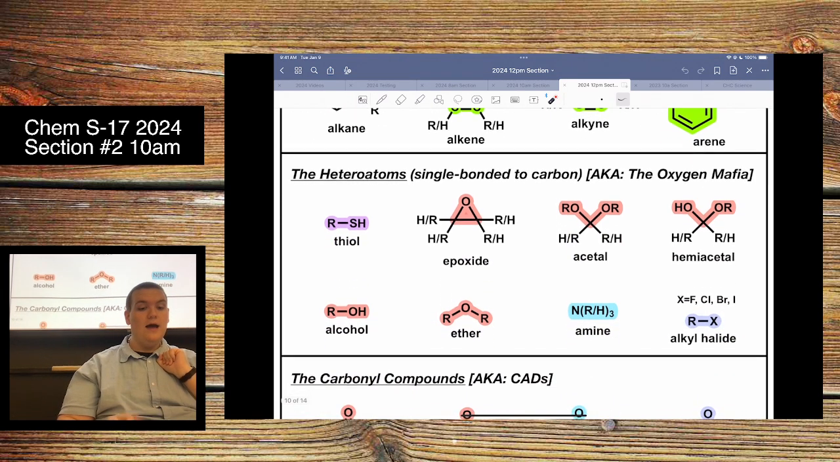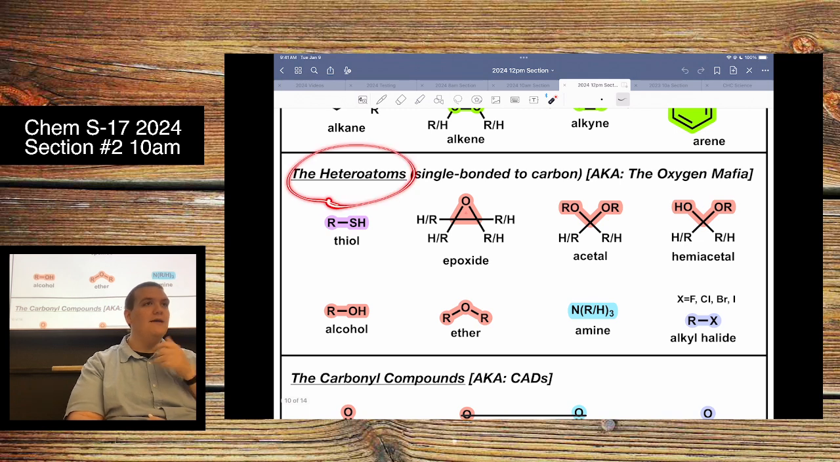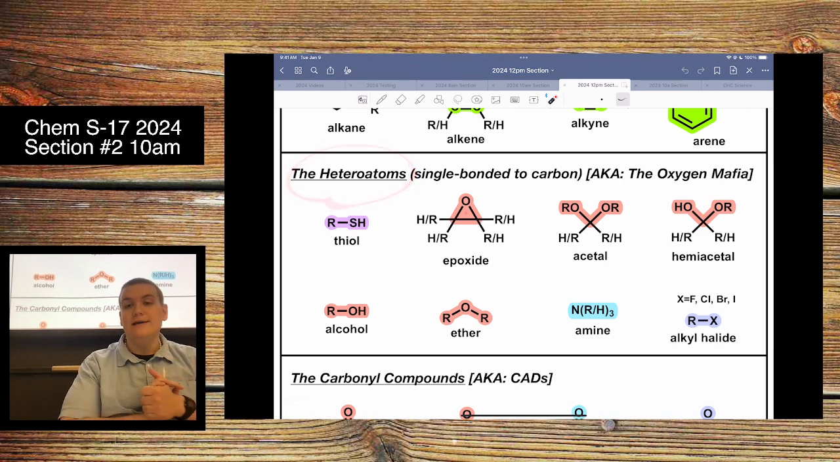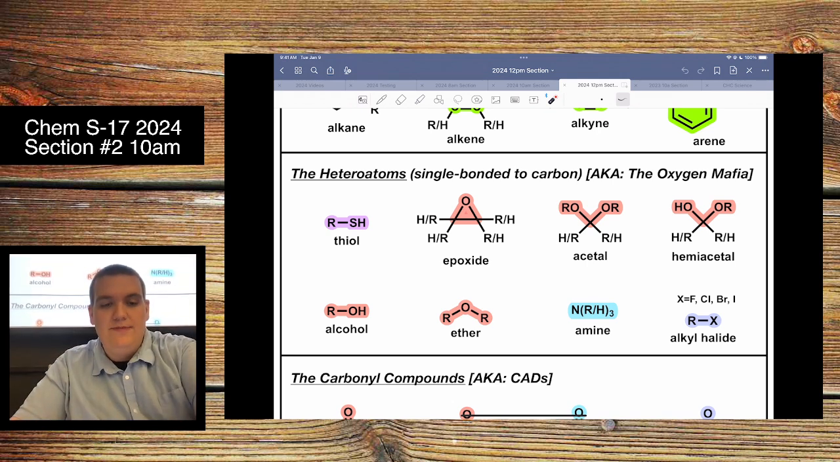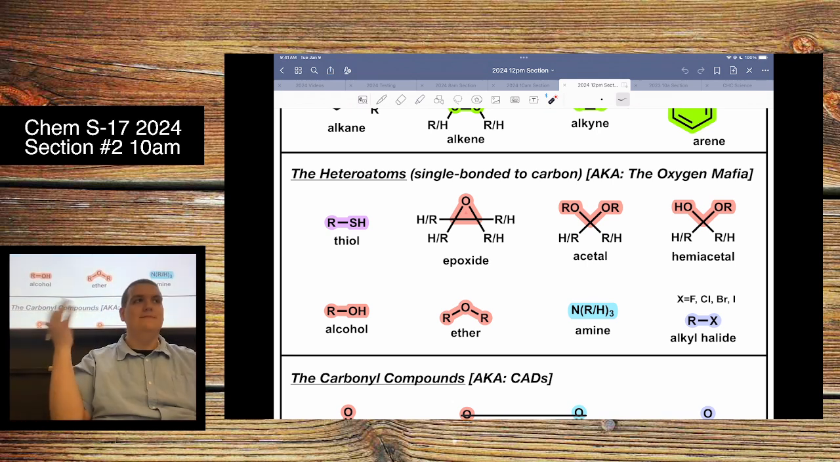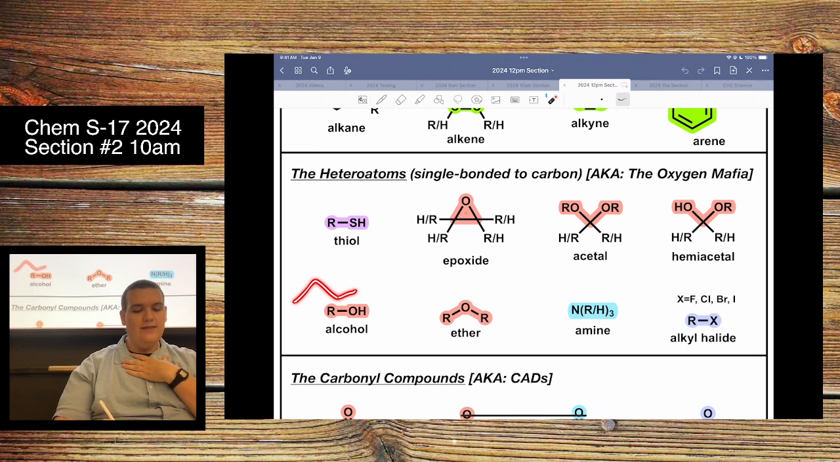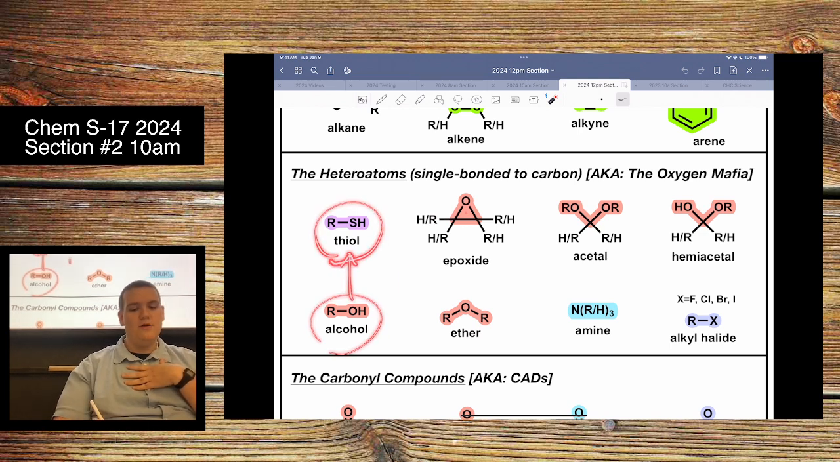So the next family are the heteroatoms, which I affectionately call the oxygen mafia. Basically, all of these are related to oxygen. The classic dawn of the mafia here is the alcohol. The alcohol is any kind of alkyl chain, and then you pop an OH on it. So it could look like that, it could look like that. And the alcohol's cousin is a thiol. Remember on the periodic table you have O and then S is right under it.